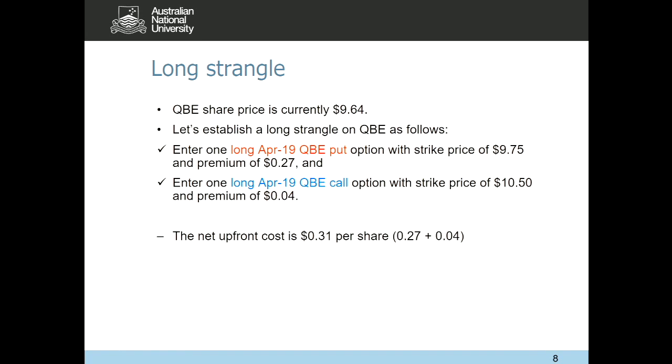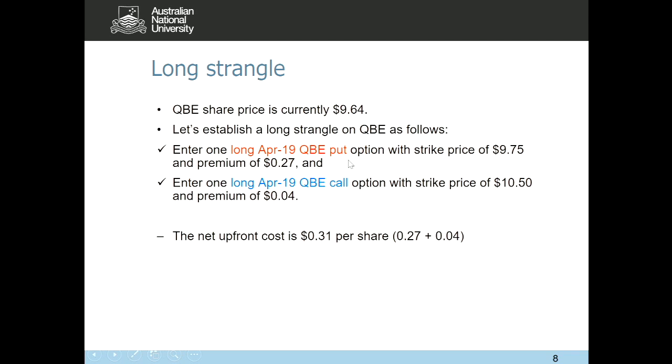Again, we're going to implement the strangle on QBE shares, all right? QBE is currently trading at $9.64. So what we did is we bought a call option with strike price $10.50. So $10.50 is above the current share price, right? So that's an out-of-the-money call option. We paid very little to buy the call because it's out of the money, so it's very cheap. We only paid 4 cents to buy it.